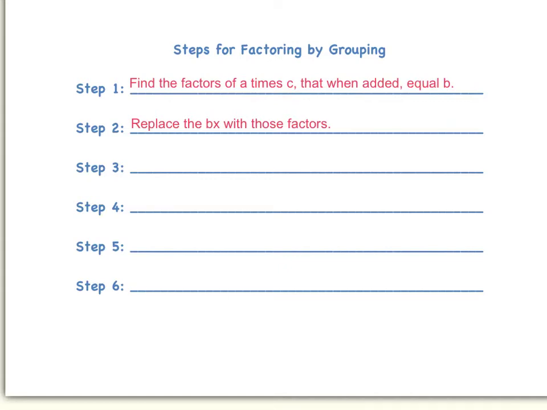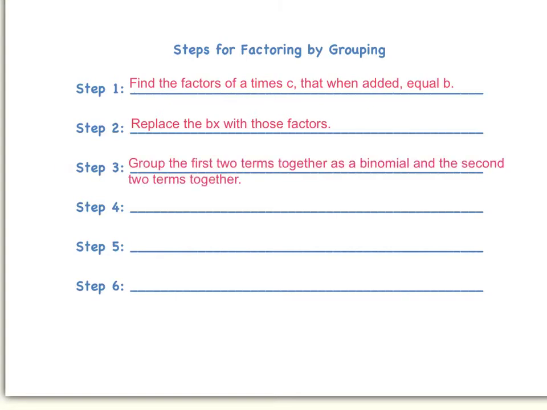Step number 2 is to replace the b times x with those factors. For example, what if 2 and 3 were your factors of a times c that when added equaled the b value? That would mean your original b value would have been a 5. So that means we're going to replace 5x with 2x plus 3x.